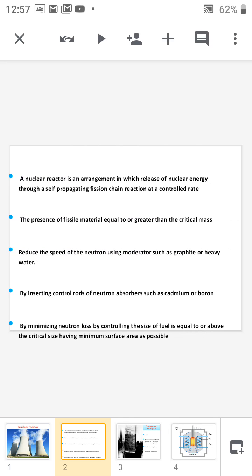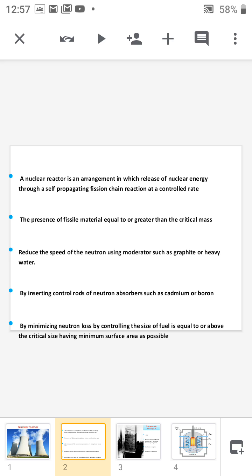So we have to regulate the speed of these neutrons. In order to reduce the speed of the neutron, we are using a moderator, and we usually use graphite or heavy water to control the speed of a neutron. Next, by inserting control rods of neutron absorber such as cadmium or boron. So the purpose of the control rod is to regulate the number of neutrons inside the reactor.